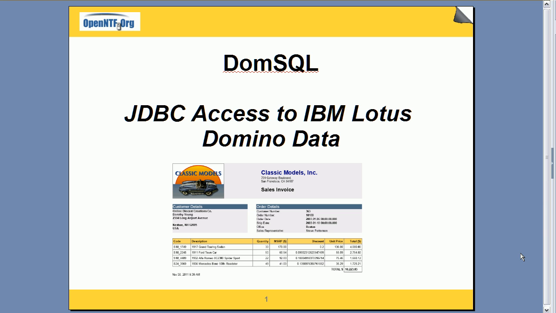Philippe Rion and the XPages team have contributed a new project to OpenNTF called JDBC Access to IBM Lotus Domino Data. It's essentially a JDBC driver that opens up new capabilities. For example, it allows external applications to connect to Domino data. What you see here in the screenshot is a report generated by BIRT, and BIRT accesses Domino via JDBC.